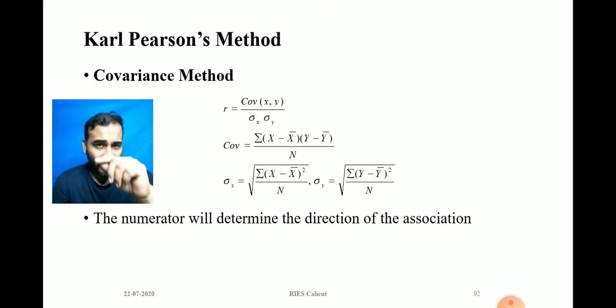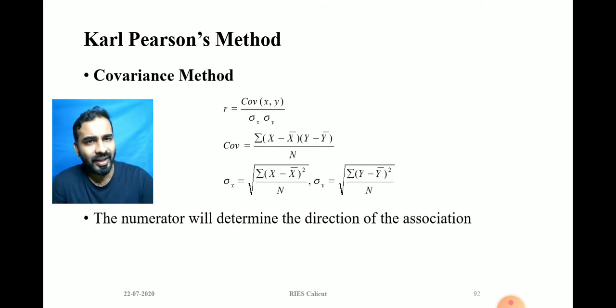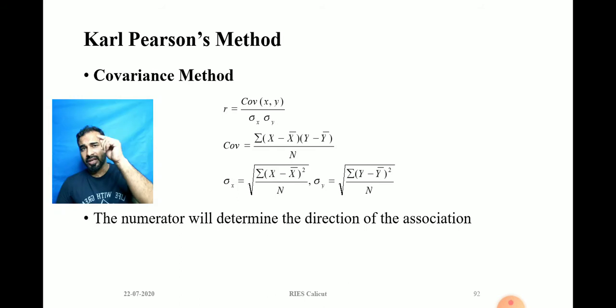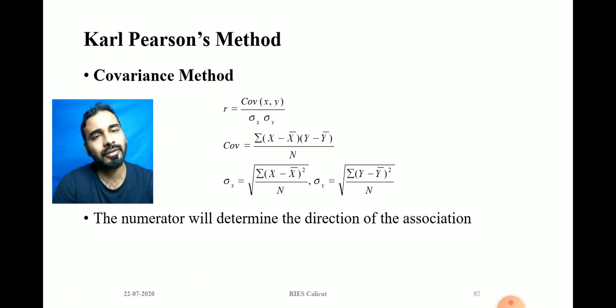Correlation is symbolized by r. If there are two variables x and y, you take the covariance of x and y divided by the standard deviation of x and the standard deviation of y. So this is the equation for finding the correlation: covariance of x and y divided by the standard deviation of x and the standard deviation of y.